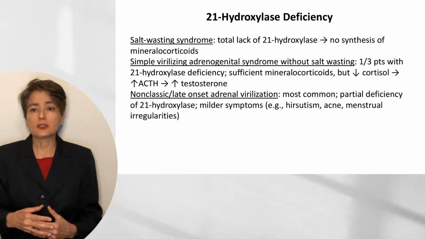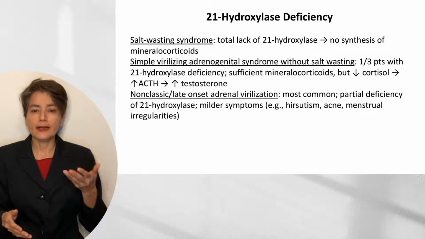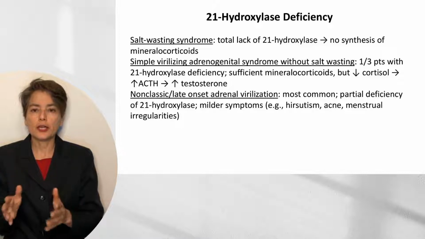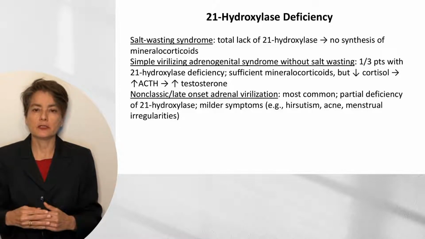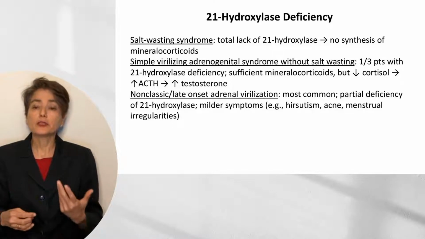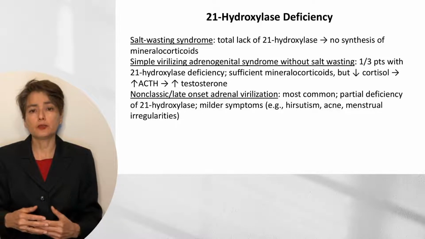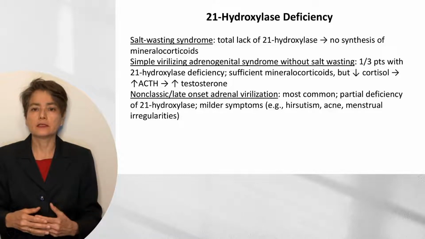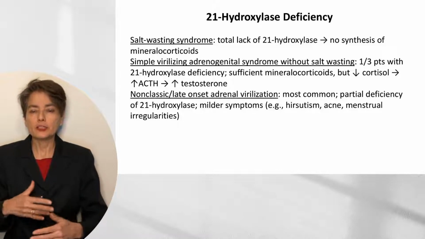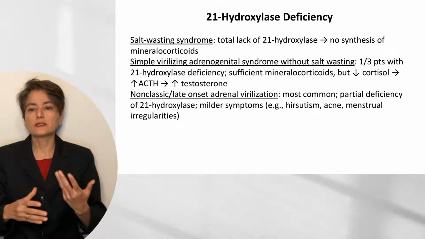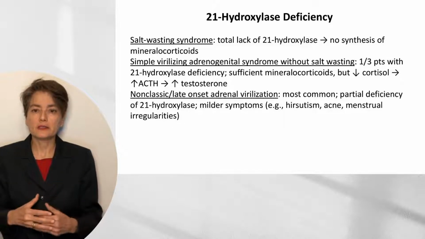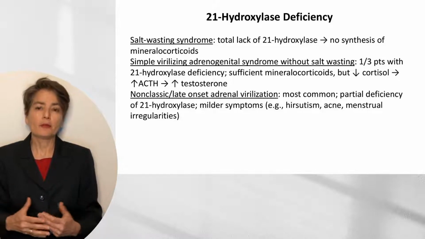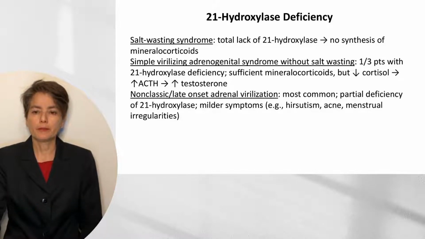Now, because they have decreased cortisol, we're going to increase our ACTH, and we're going to keep generating more and more substrate, shunting over, generating more testosterone, leading to this virilization. And then finally, the most commonly seen will be a partial deficiency of 21-hydroxylase. And this is going to lead to non-classic late-onset adrenal virilization. These patients are able to get some mineralocorticoids, some cortisol made, so we'll have milder symptoms, for example, hirsutism, acne, menstrual irregularities, and this may not present until puberty.